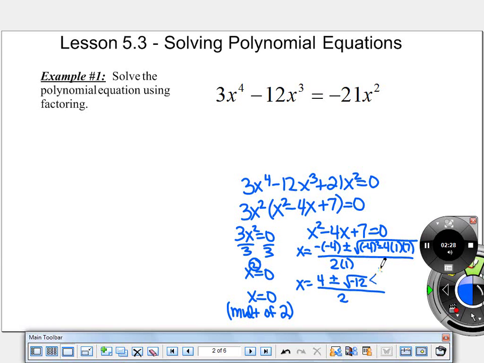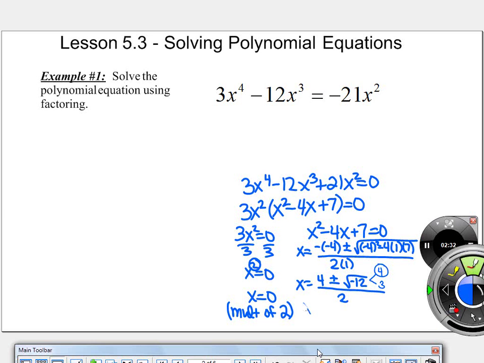So 12 breaks down to 4 times 3. Because of the perfect square of 4, a 2 can come outside the radical. So I'm going to have 4 plus or minus 2, as well as an i, because the radical had a negative 1 inside of it, and 3 doesn't come out. And so this simplifies to 2 plus or minus i root 3. So I have 3 solutions to this quartic polynomial, 0 and 2 plus or minus i root 3.